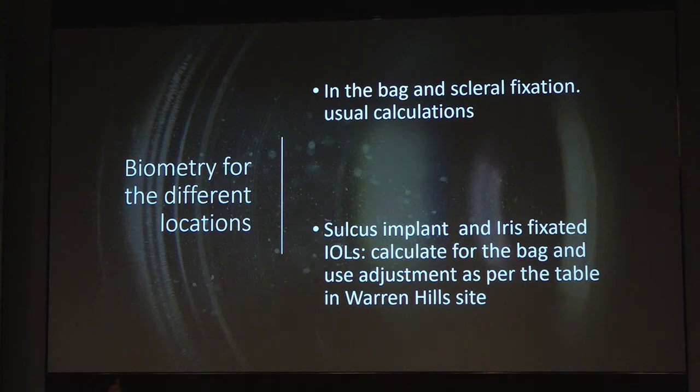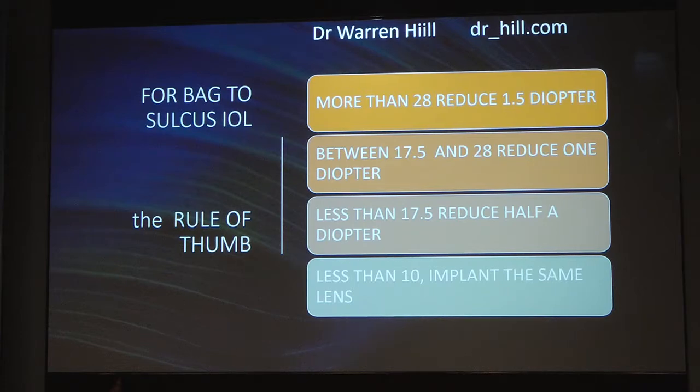So how do you calculate the power in these different locations? For in the bag and scleral fixation, please use your normal calculation. If you're going to put a sulcus implant or an iris fixated IOL, calculate for the bag, and then you have to adjust as per the following table from Dr. Warren Hill's site. Most of our patients are going to have between 17 and 28, so you just reduce 1 diopter because you're shifting the plane of the intraocular lens slightly in front. If you have a very high plus lens, like a plus 28 or more, you have to reduce the bag calculation by 1.5 diopter.